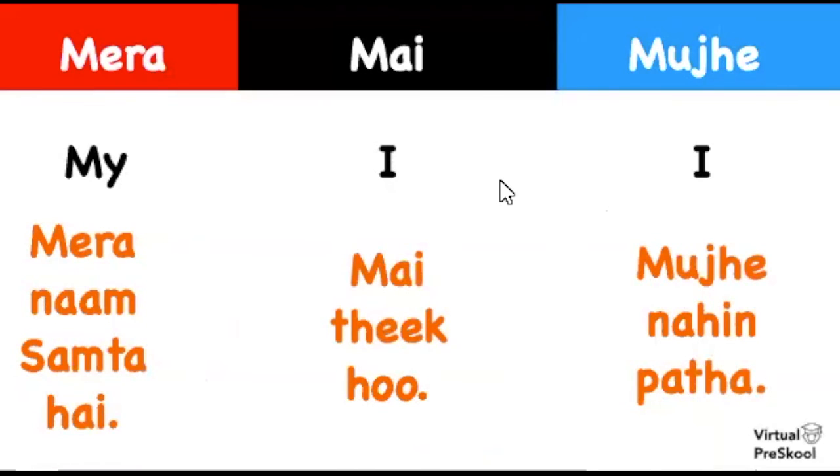So to recap, mera means my, as in my name is Samta, mera naam Samta hai. Main means I, and is used when you're doing something, some physical action, like main theek hoon, I am feeling fine, or main nach rahi hoon, I am dancing. And mujhe also means I, and it's used when there's no physical action. Mujhe nahi pata, I don't know. Mujhe ice cream pasand hai, I like ice cream.